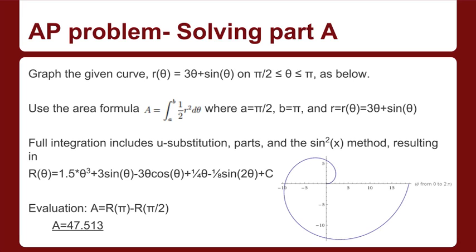Manually integrating, involving the listed processes, is easy, but results in this mess of a function, which I call capital R of theta for simplicity. You can just use your calculator instead, though, and get that the area is equal to 47.513 square units.